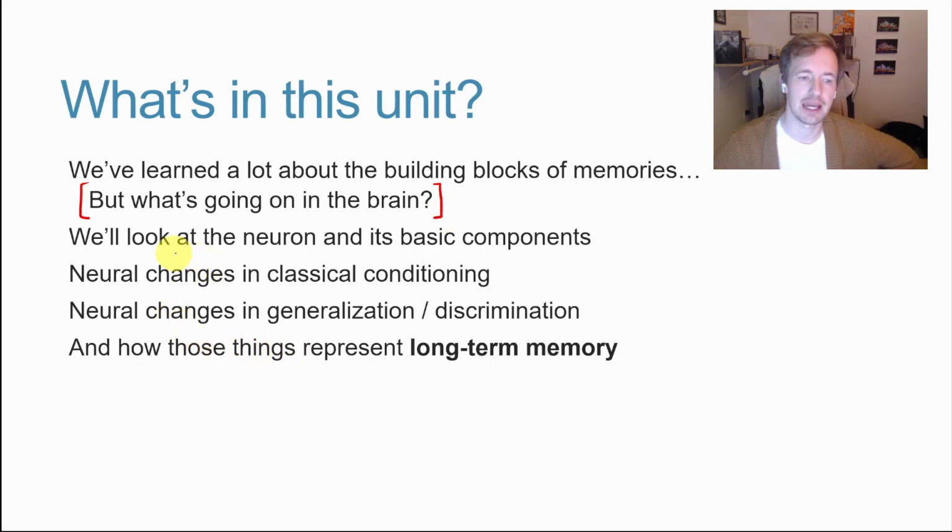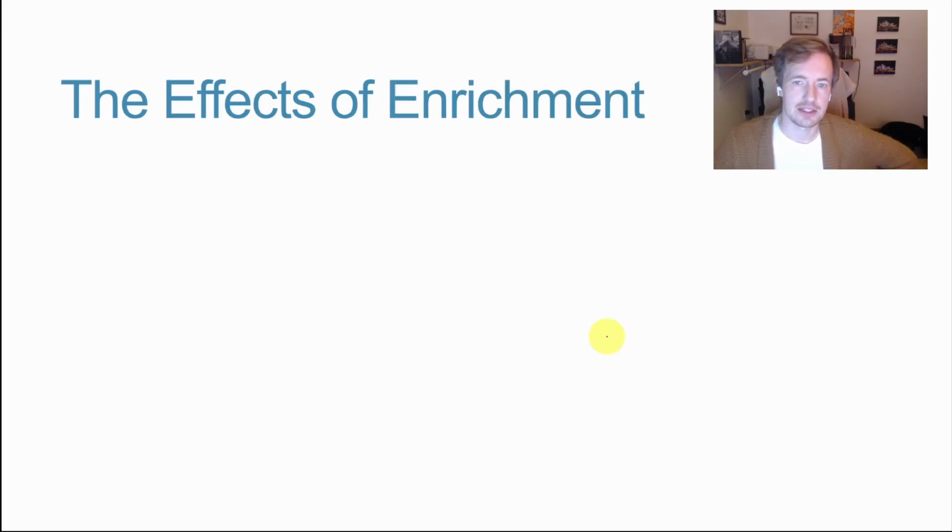So we're going to be looking at the neuron and its basic anatomy and how those pieces of the neuron interact with one another. We'll be talking about what changes during classical conditioning, what changes during generalization and discrimination, and how all of this feeds into long-term memory. So let's get into it.